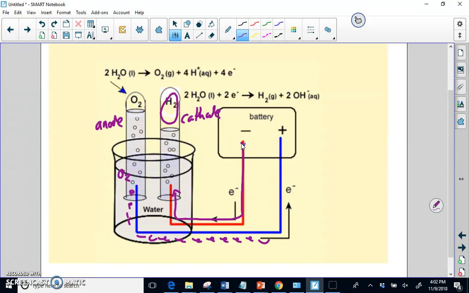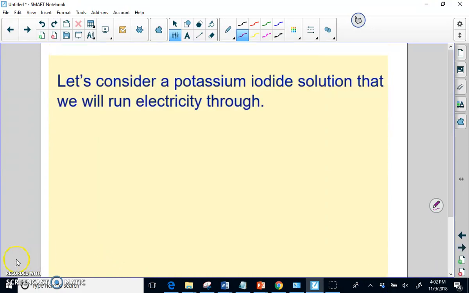When you electrolyze water, you need to know what's happening at the cathode, which is the reduction of hydrogen in water, and what's happening at the anode, which is the oxidation of oxygen in water to create oxygen gas. All right, there's one last thing, which is a little math related, and then we'll be done.